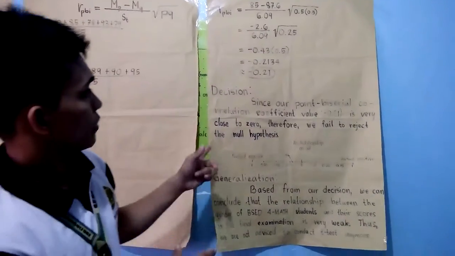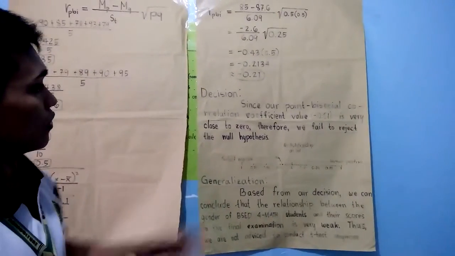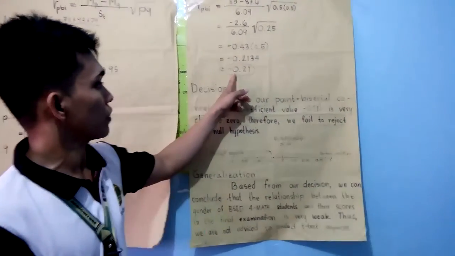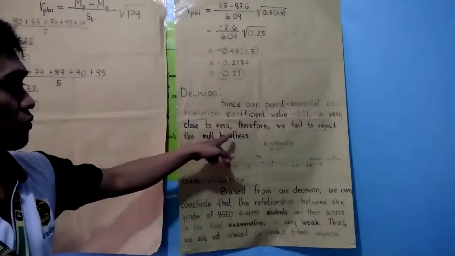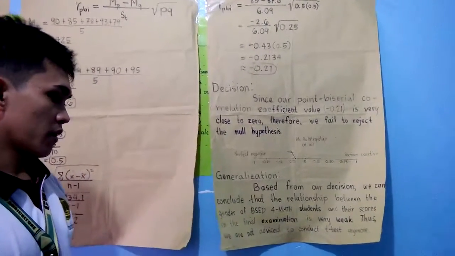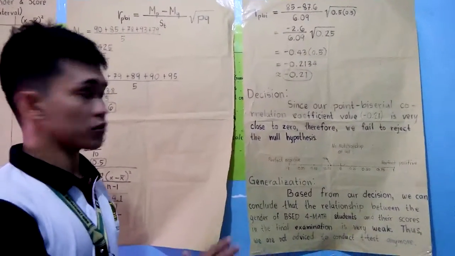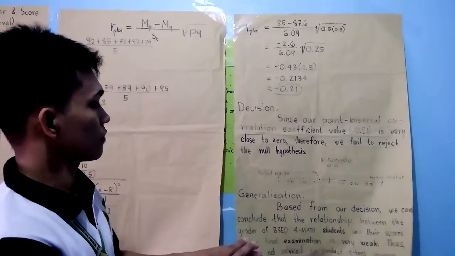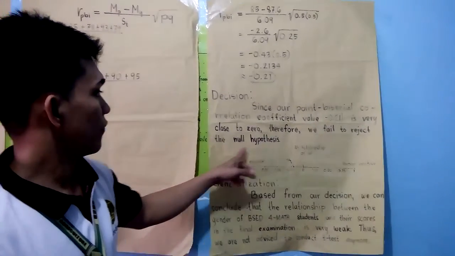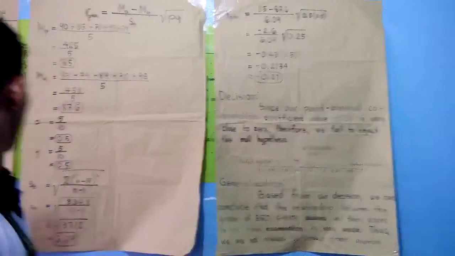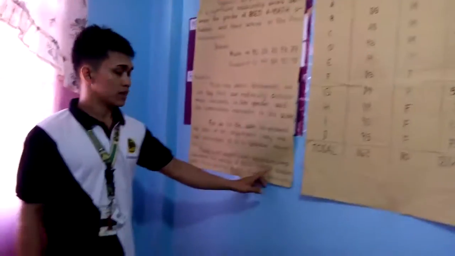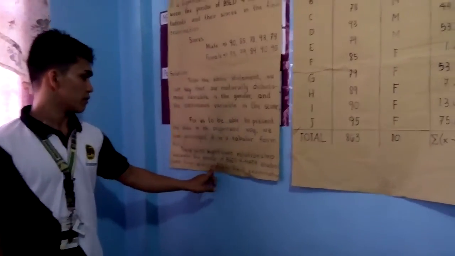Since our point-biserial correlation coefficient value is negative 0.21, which is very close to 0, we know that there is almost no association between the two variables. Therefore, we fail to reject the null hypothesis, which is that there is no significant relationship between the gender of BSN for mathematics students and their scores in the final examination.